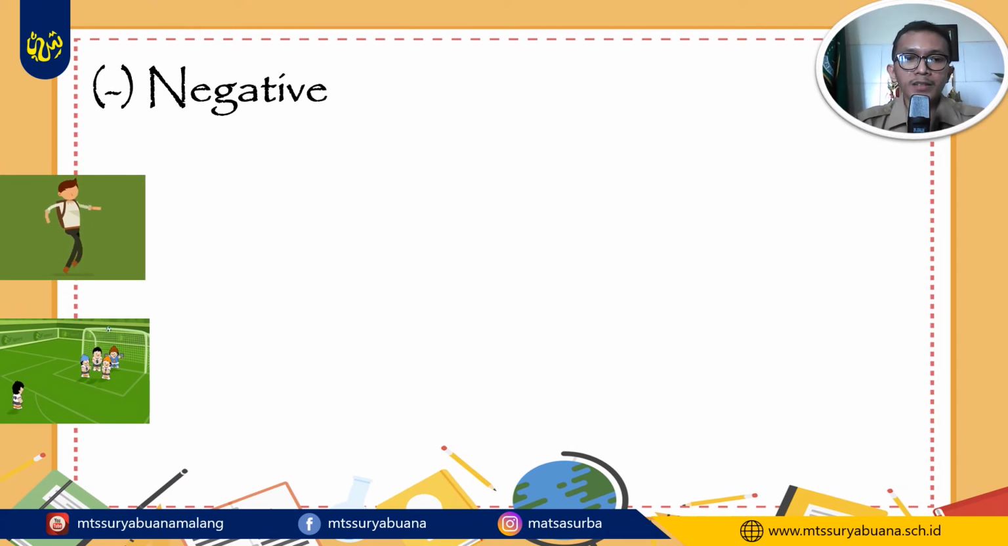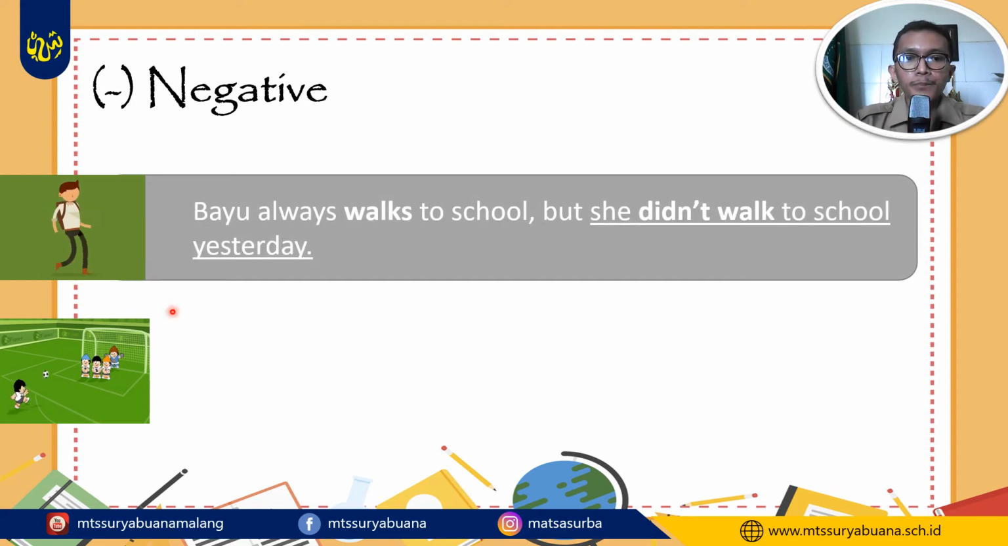Okay, the next type of sentence, this called as negative. For example, Bayu always walks to school, but she didn't walk to school yesterday. The same like the previous example here, I'll make the difference between simple past tense and simple present tense. The sentence with underline here called as simple past tense. She didn't walk to school yesterday. So this activity happened yesterday, but it different with the first sentence. She always walks to school.